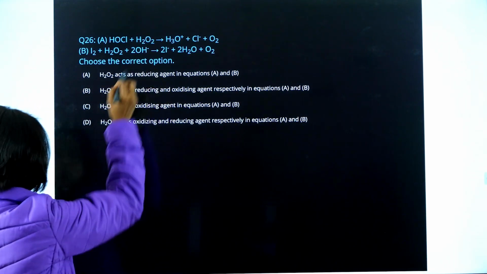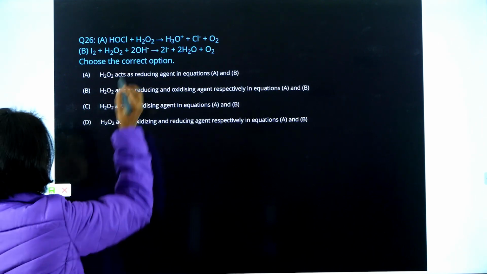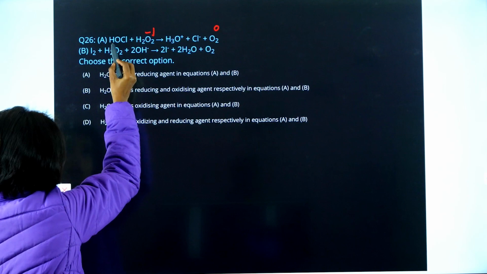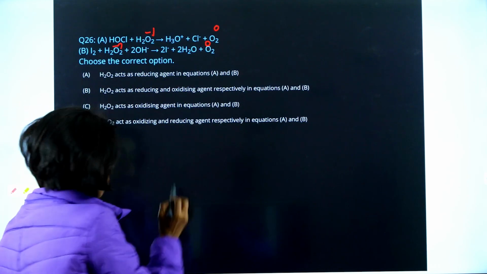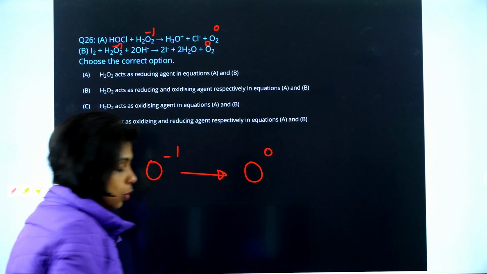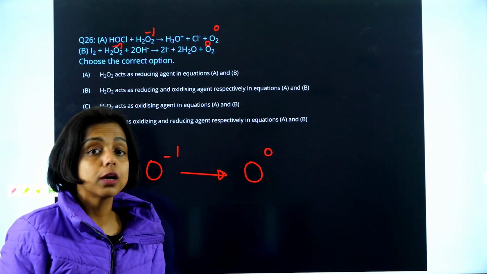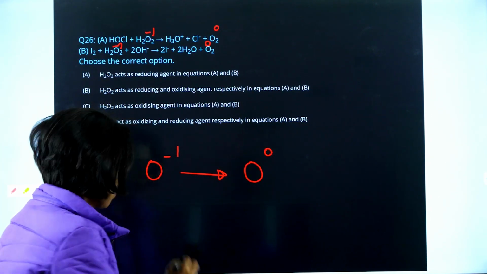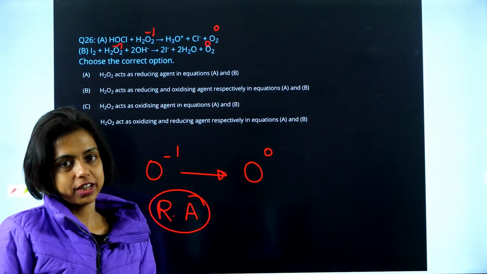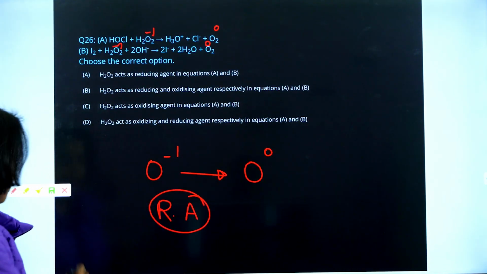So H2O2, hydrogen peroxide, you know the oxidation state of oxygen is -1 here, and it is going to 0 oxidation state. Here also from -1 to 0. So oxygen is changing its oxidation state from -1 to 0. That means it is losing electrons, undergoing oxidation itself. That means it is acting as a reducing agent. So in both the reactions, H2O2 is acting as a reducing agent.